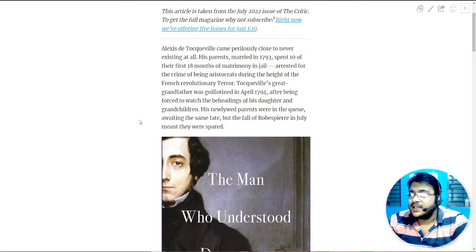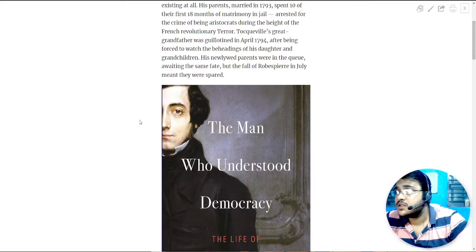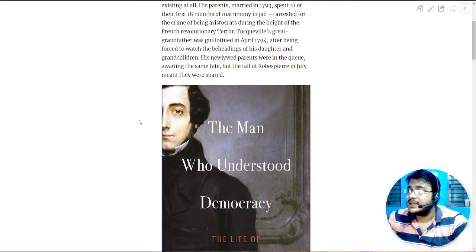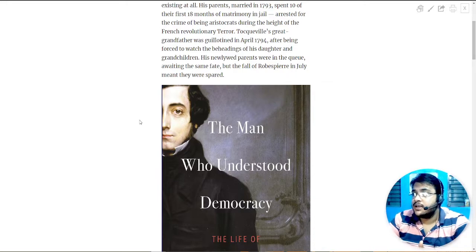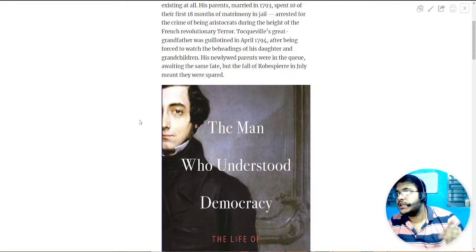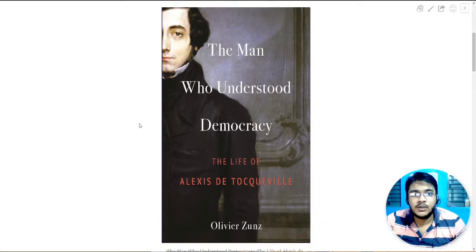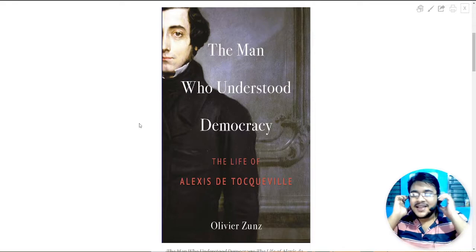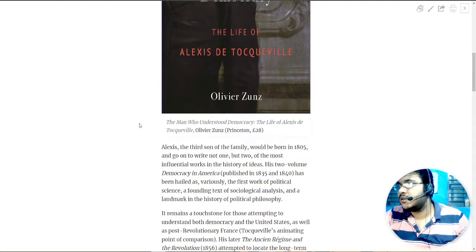"Tocqueville's great-grandfather was guillotined, in April of 1794, after being forced to watch the beheading of his daughter and grandchildren. His newly wed parents were in the queue awaiting the same fate, but the fall of Robespierre in July meant they were spared." So basically I think the authoritarian power that was executing these people just decided not to continue, probably because they got out of power.